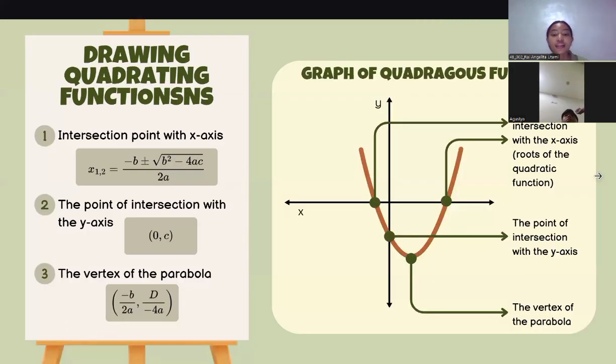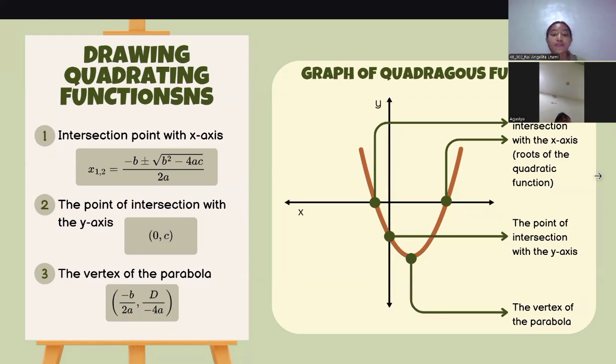Alright class, let's look at this slide. Now that we have learned the key properties of quadratic function, we will learn how to sketch the graph of a quadratic function step by step. To sketch a parabola accurately, we need to find three important features. Let's follow the grid on the slide.